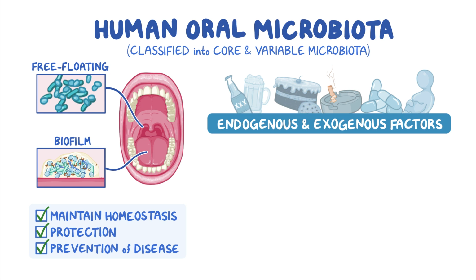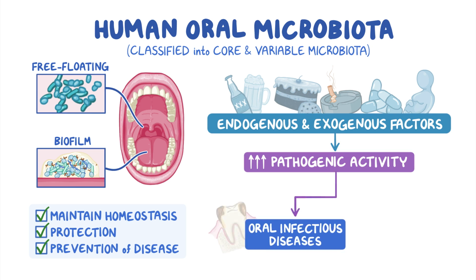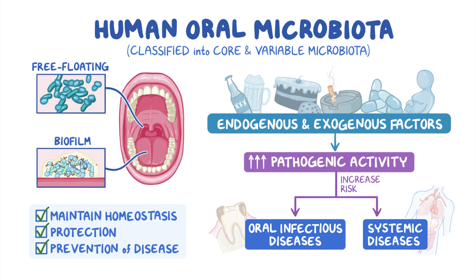The oral microbiota can be altered by a series of endogenous and exogenous factors such as diet, smoking, alcohol, antibiotic treatments, or pregnancy. These changes may increase pathogenic organisms or their activity, causing a series of oral infectious diseases such as dental caries or periodontal diseases. They can also increase the risk of developing systemic diseases such as cardiovascular disease, pneumonia, pancreatic cancer, or colorectal cancer.